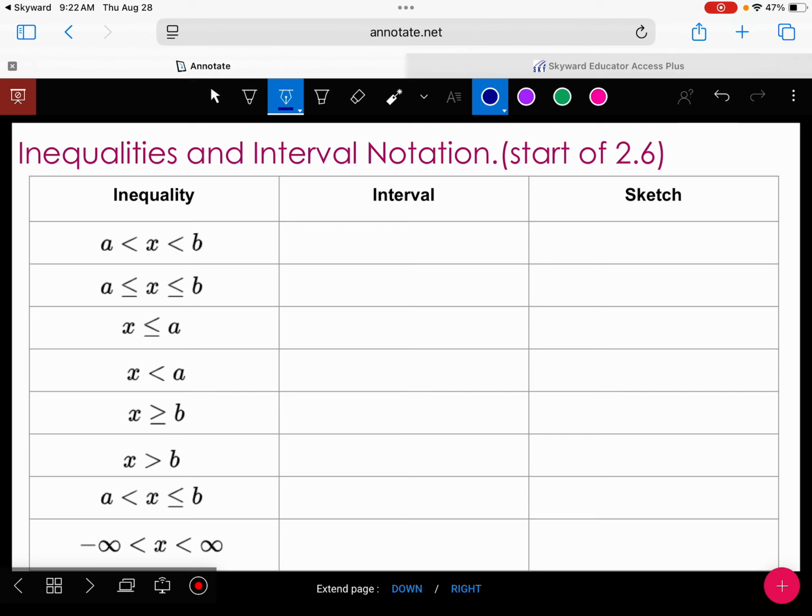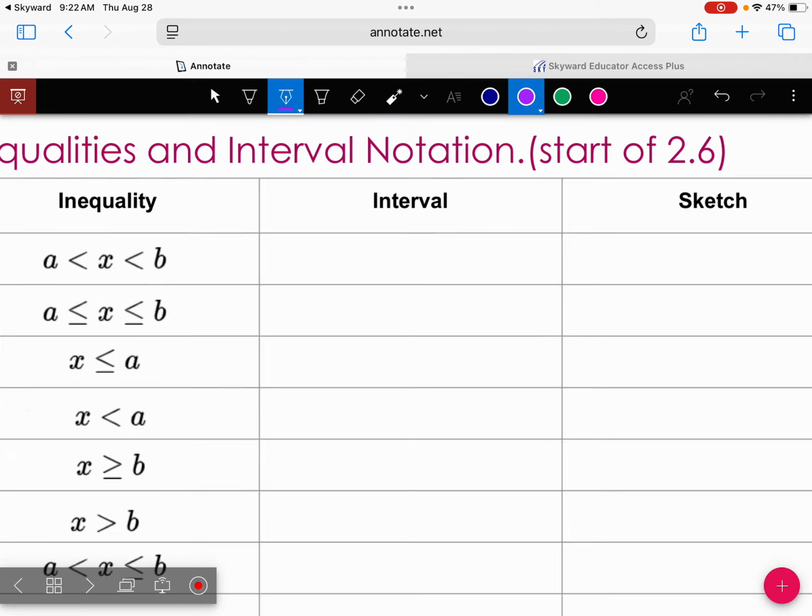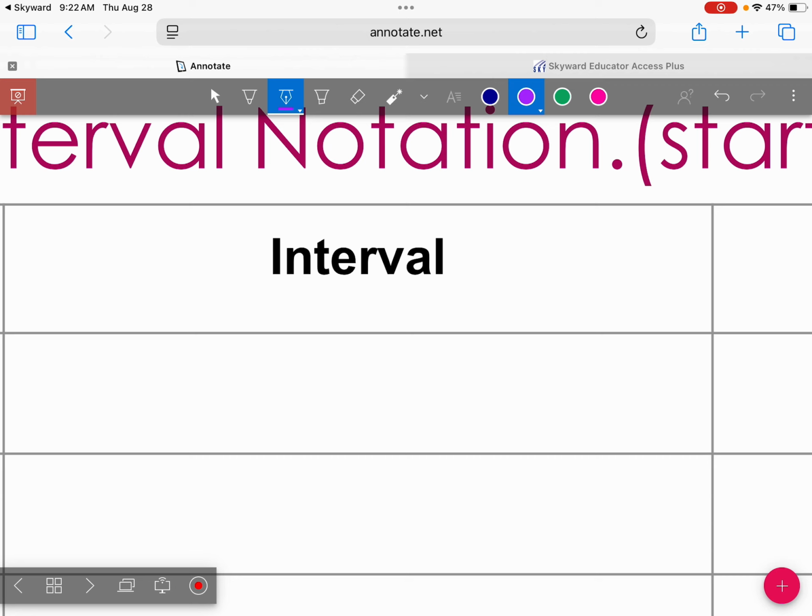What we're going to do is start by trying to write these in interval notation, and then we're also going to draw them on a number line. So what I mean is, if we say that x is between a and b, a is less than x, which is less than b, our interval where this is true is going to start at a and go to b.